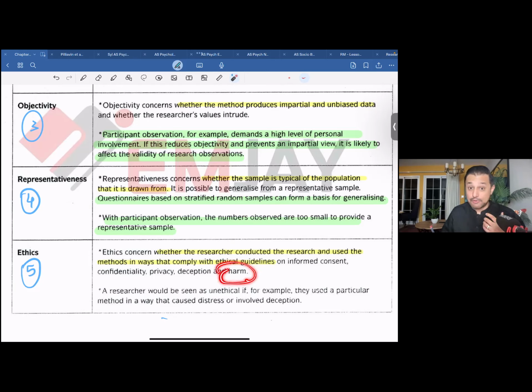The next one is harm. Do not harm participants. This harm is physical harm as well as psychological harm, right? It is your ethical responsibility as a researcher to ensure that the participants' well-being is your first priority. Do not physically harm them, of course, but at the same time, do not make them go through any sort of psychological distress. A researcher would be seen as unethical if, for example, they used a particular method in a way that caused distress or involved deception to participants.